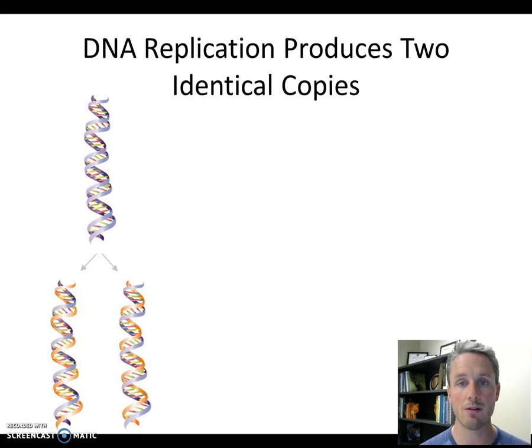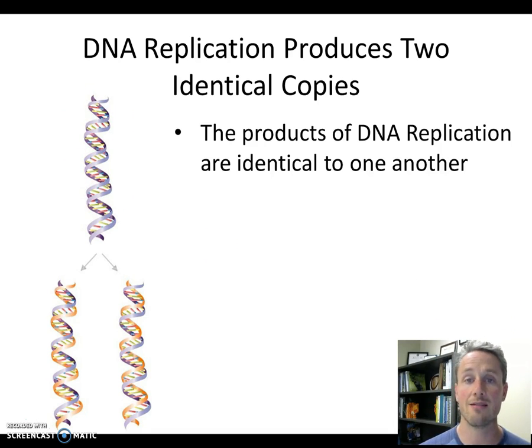And the products would look like this. So here's our original strand of DNA. Again, helicase would pull these two strands apart by breaking the hydrogen bonds. And then DNA polymerase would build these new golden strands of DNA that are complementary to our original parental strand. And at the end of DNA replication, we will have two identical DNA products. They're identical to one another, and they're identical to the beginning product. So the products of DNA replication are identical to one another. They have the exact same information.